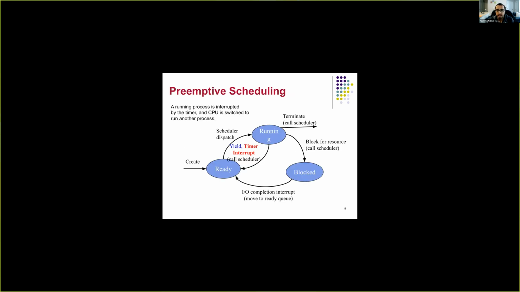So the process state diagram in case of time sharing systems is as shown on the slide. So here, as we know, an additional scheduling decision happens not only when the process yields, but also when the timer interrupt happens. So when the timer interrupt triggers, the running process is put to sleep, and then another process will be scheduled onto the CPU.